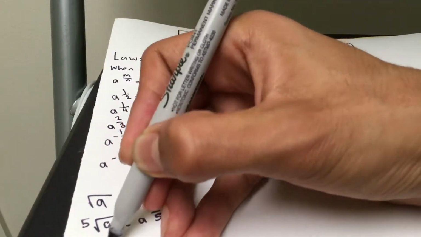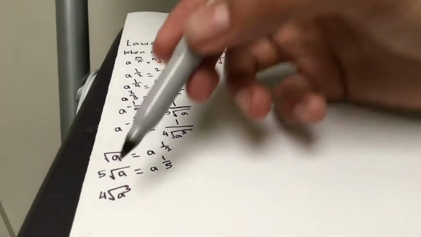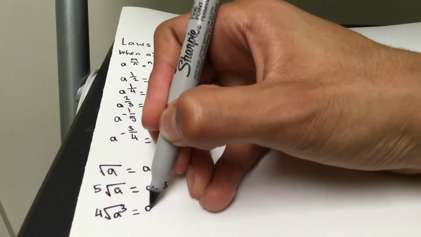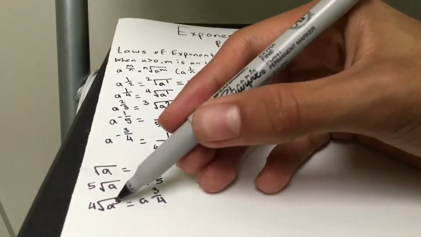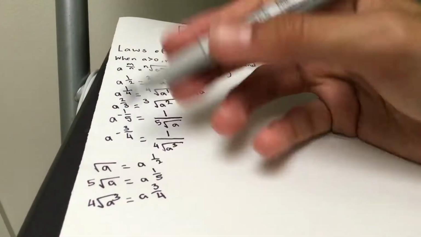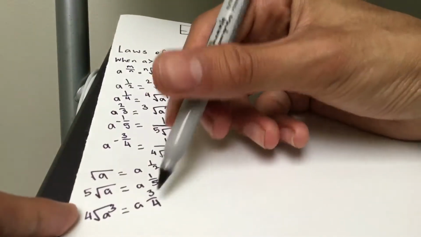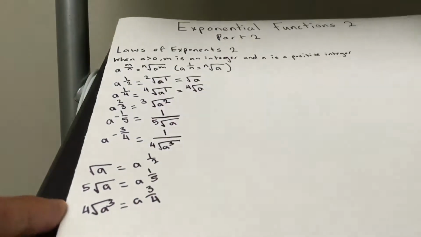Okay, so now let's do the 4th root of a cubed. This is going to be a to the power of 3 over 4, because 3 stands for m, so I just look at the formula. We put 3, and then n, which is our denominator, is going to be 4.